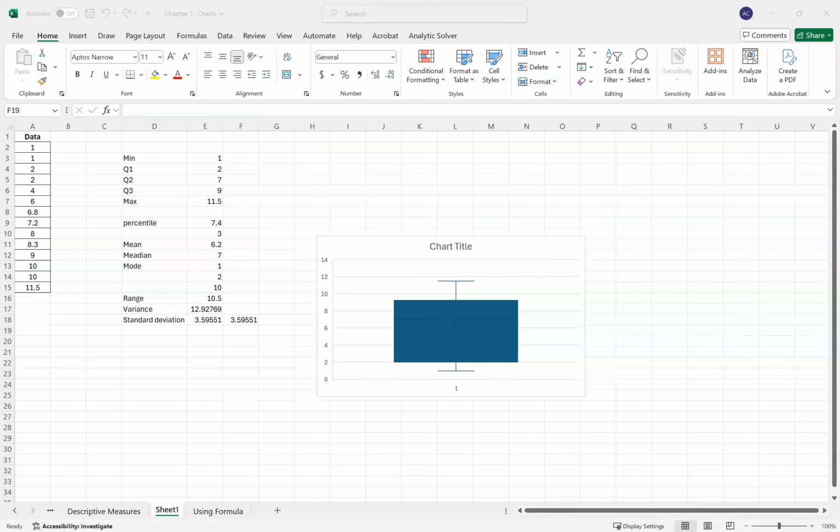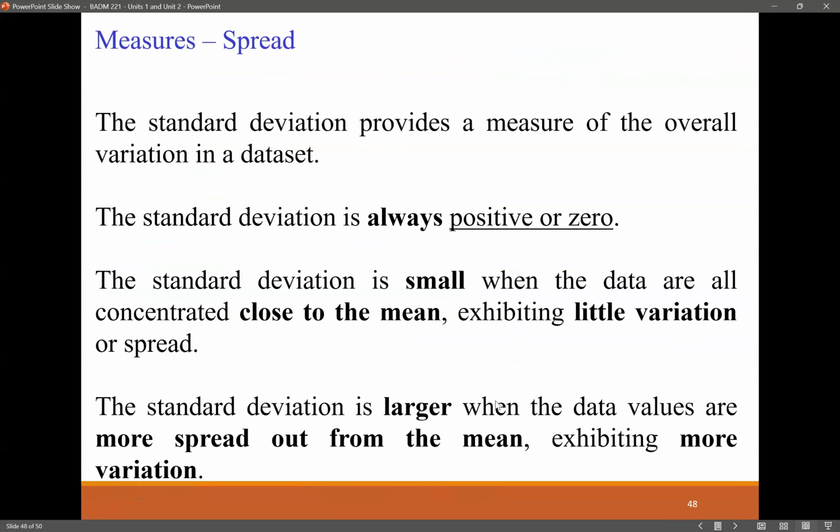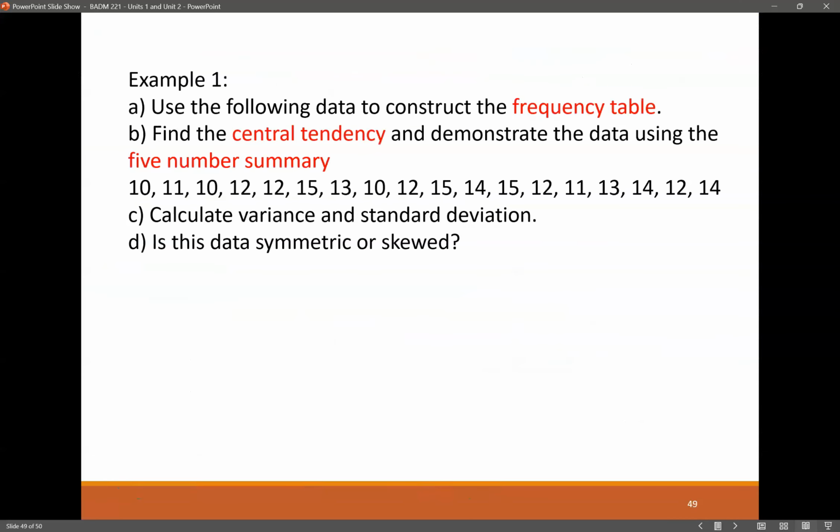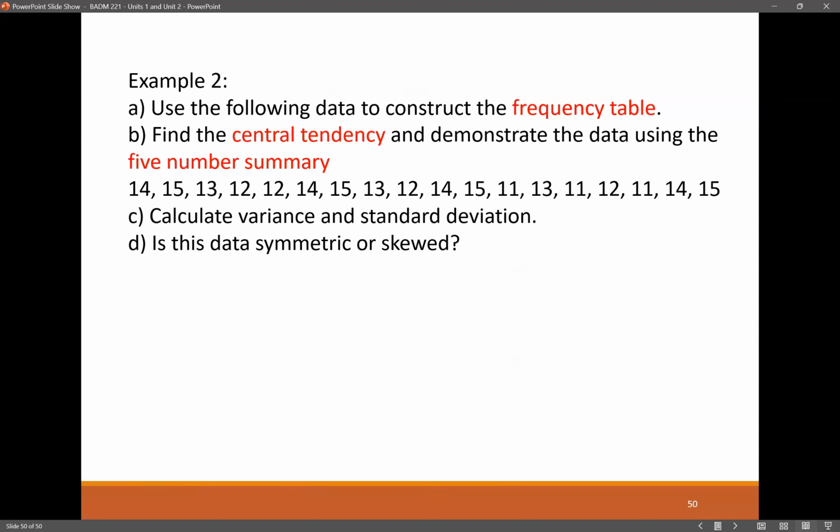Right, so that's it for this video, and you can practice with a question given here. I will share it with you. You have a question which is already solved, and there is another question which you need to solve. Solve it using Excel and see whether you are getting all the answers.